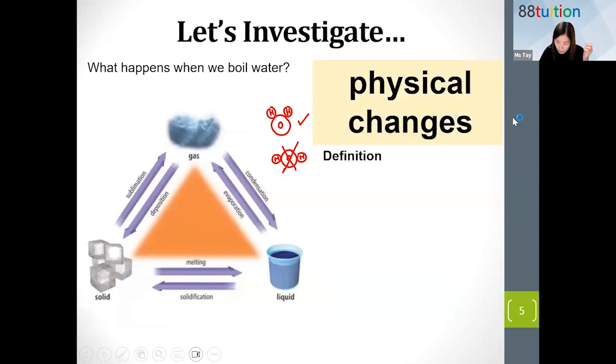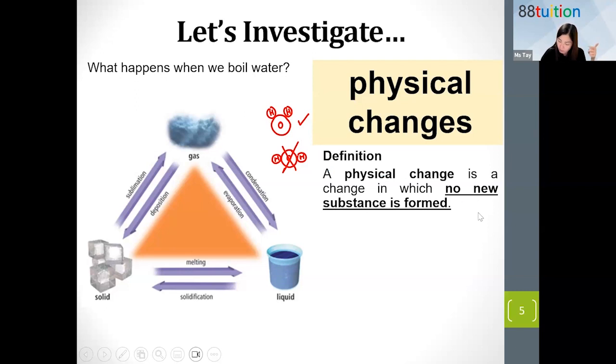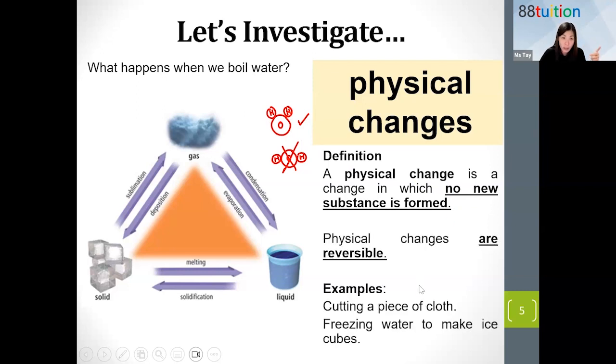Okay, physical change, we talked about it just now, and we also learn about how the molecule of water looks like, Mickey Mouse shape. It can never form this particular shape. Okay, so physical change, if you're asked to define, this is what you write down. Okay, it's a change where no new substance is formed. Okay, it's reversible, usually.